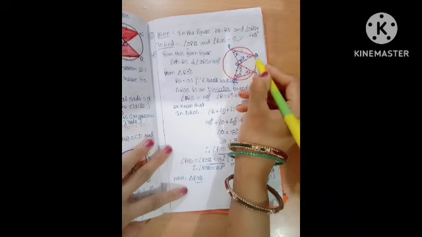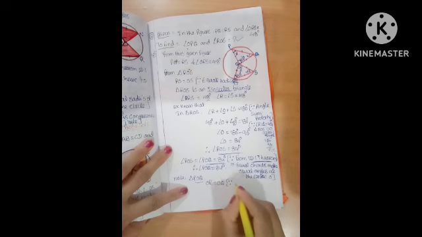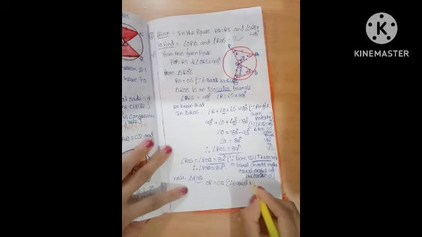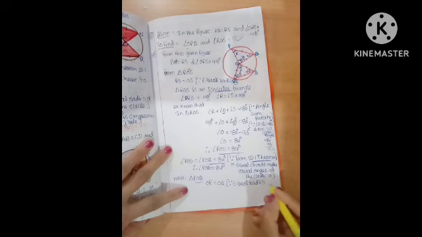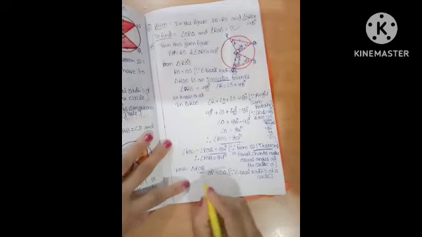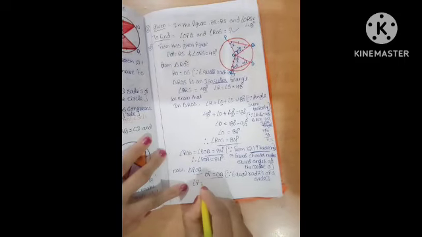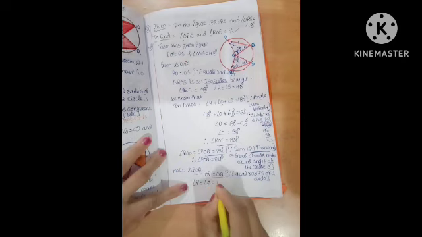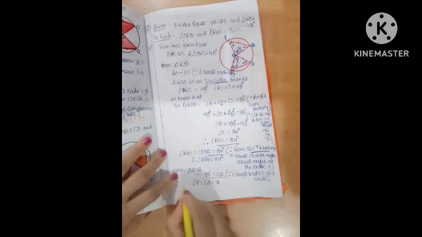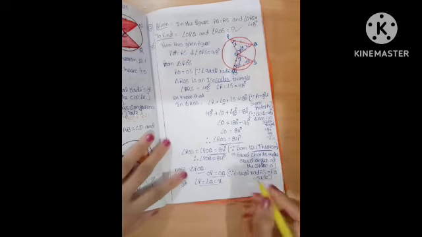In triangle POQ, OP is equal to OQ. Why is it equal? These two are equal radii of a circle. So that's why angle P is equal to angle Q. Let angle P equal angle Q equal x only.